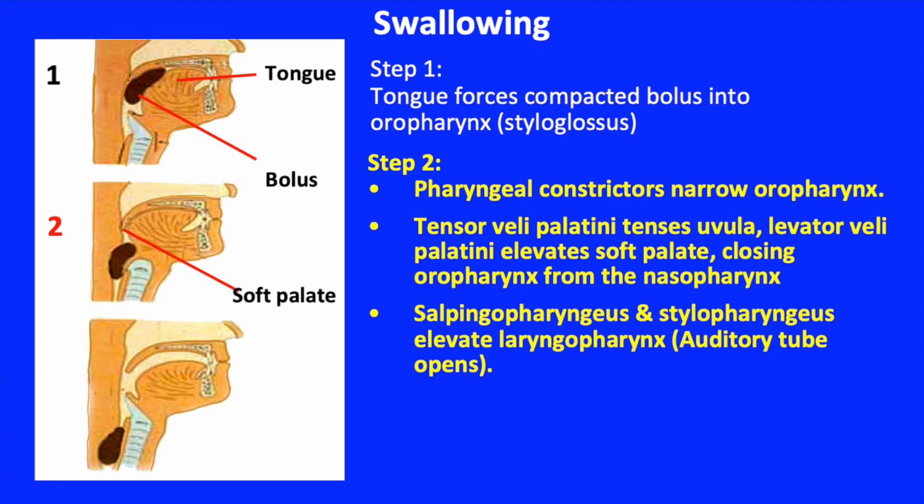from the nasopharynx. Almost concomitantly, the salpingopharyngeus and stylopharyngeus muscles elevate the laryngopharynx, resulting in the opening of the auditory tube. That is the reason we swallow when our ears hurt inside an airplane. We're trying to equilibrate the outside air pressure, which is higher than the air pressure on the inside of the auditory tube. An eardrum that cannot vibrate normally feels uncomfortable.